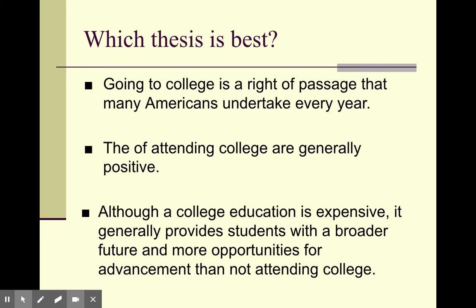It is a split thesis. Although a college education is expensive, that's the opposing side, it generally provides students with a broader future and more opportunities for advancement than not attending college. So we understand that we're going to write this essay about college education being expensive, but despite all that, we have good opportunities for advancement. So I'm expecting that's what my line of reasoning is going to be. How do we get those opportunities for advancement?